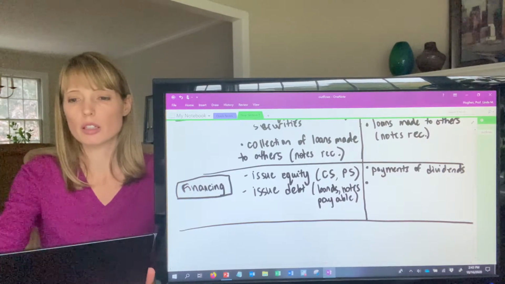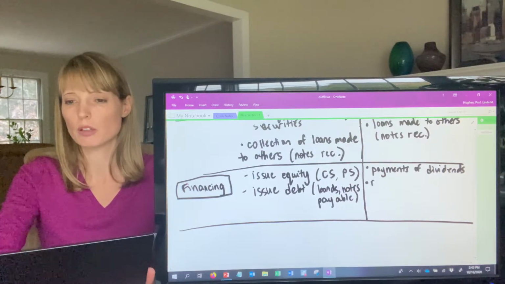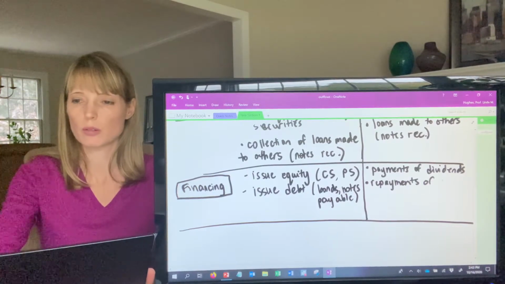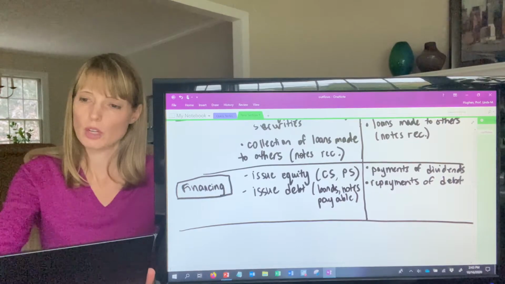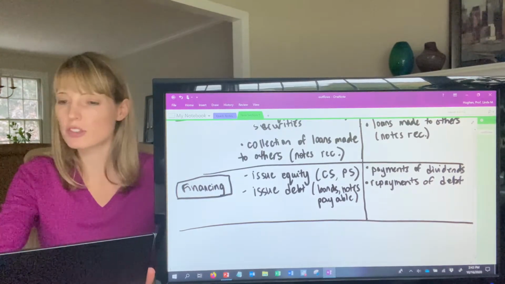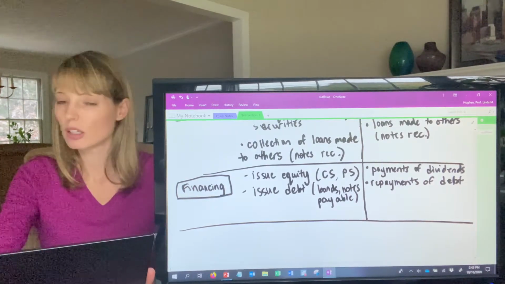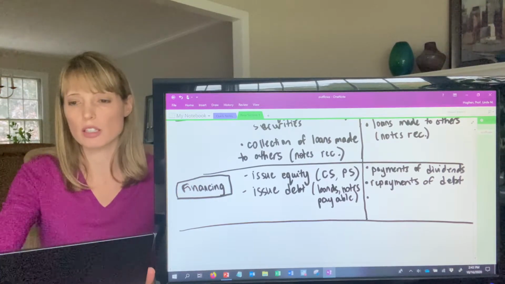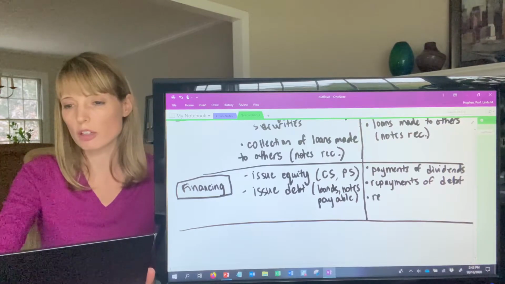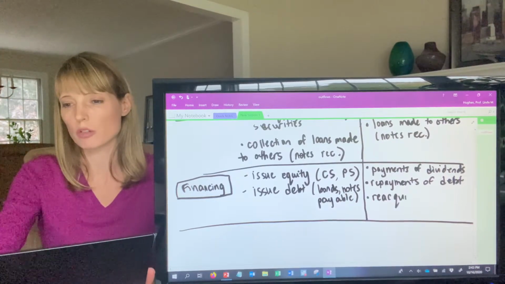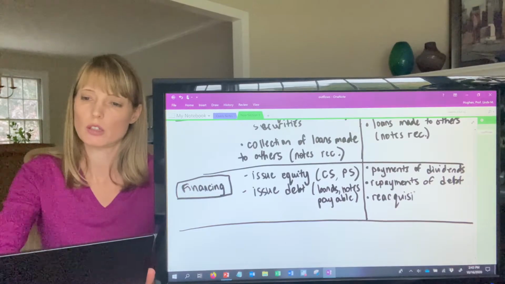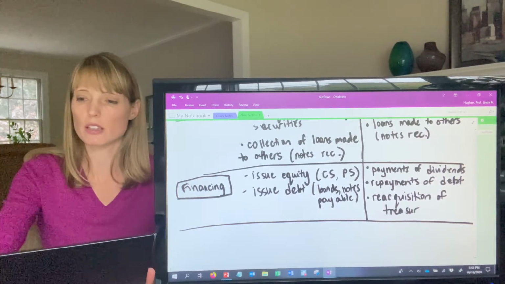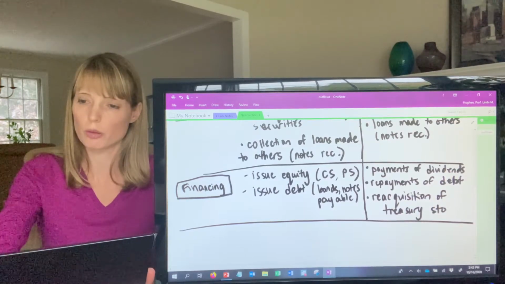Repayments of debt, whether it's a bond or note payable, would be classified as a financing outflow. And sometimes we call the repayment of debt redemption of debt. And finally, the other way that we can have an outflow related to the financing section is reacquiring treasury stock. When the company goes out and buys its own shares of common stock from the market, reacquisition of treasury stock. That would be a financing cash outflow.